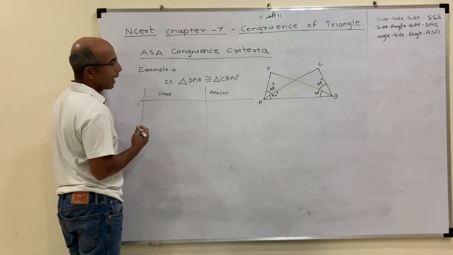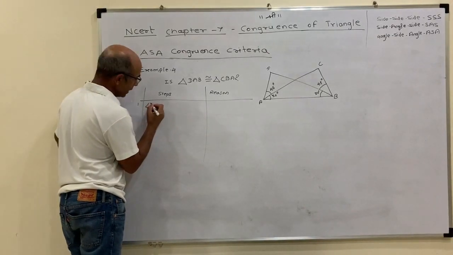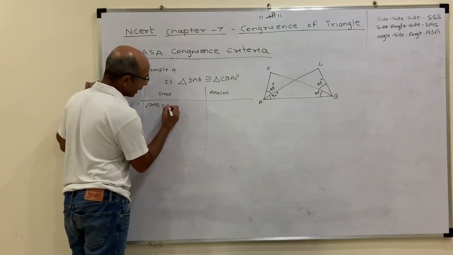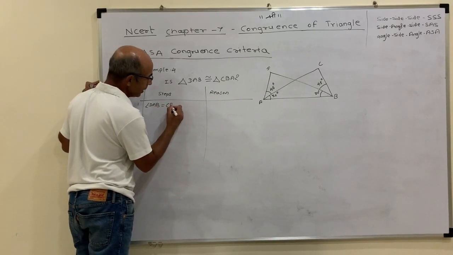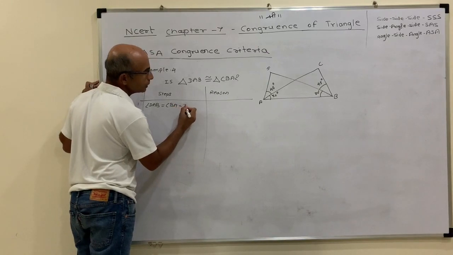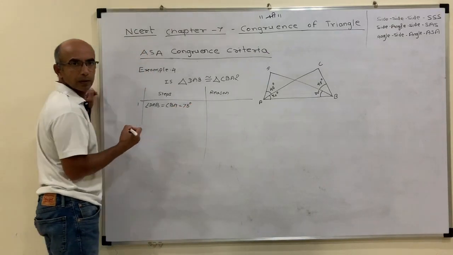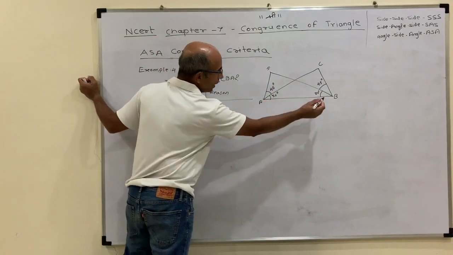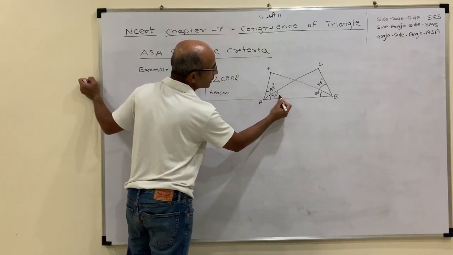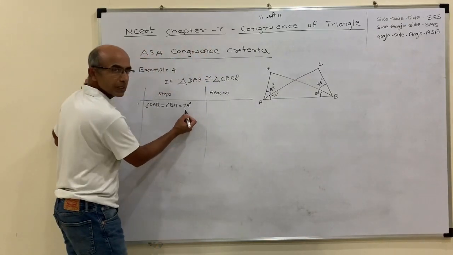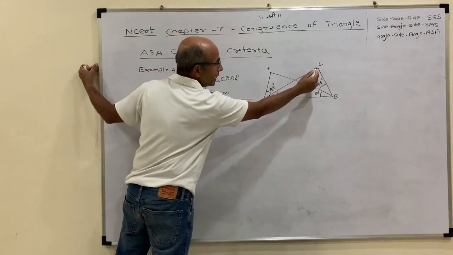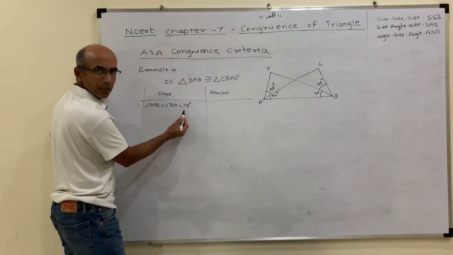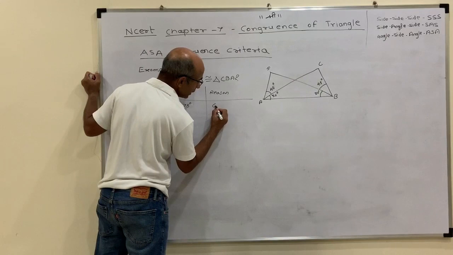First, angle DAB equals angle CBA equals 75 degrees. That is given. See, the angle DAB is 45 degrees plus 30 degrees, so it comes out to be 75 degrees. Similarly, CBA is 45 degrees plus 30 degrees, so it comes out to be 75 degrees. And this is given.